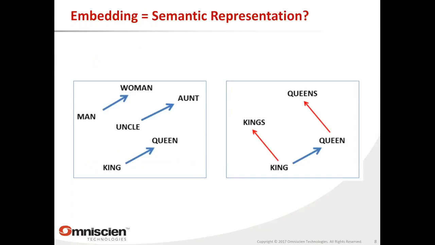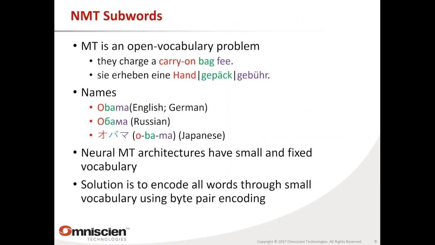One of the other benefits of NMT is that it does have semantic representation. So it understands that king and kings have a relationship, uncle and aunt, king and queen, and those kinds of things all put together have a relationship.